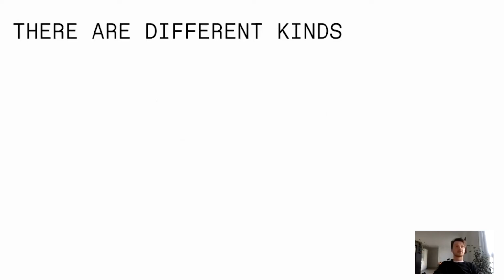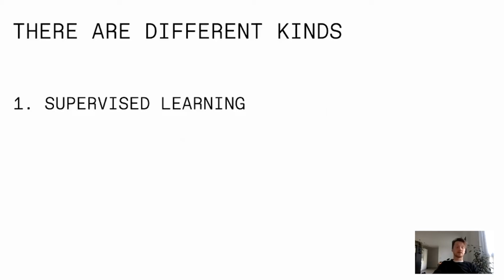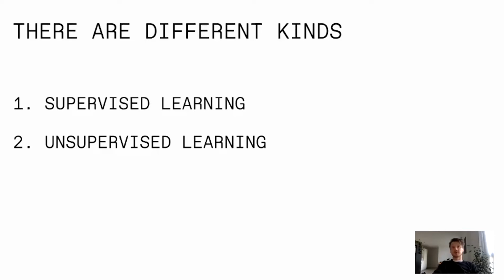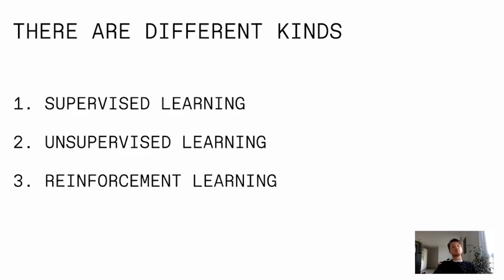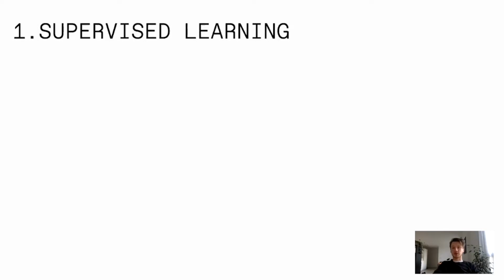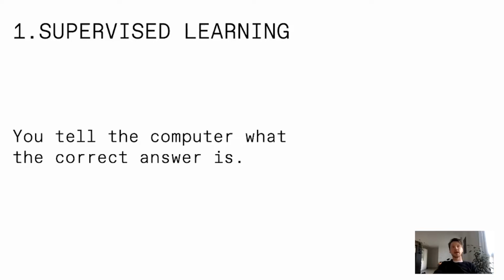There are different kinds of machine learning. One we're going to be doing today is supervised learning. The other one is unsupervised learning, and then we have reinforcement learning. So if we start with the first one, supervised learning, in this case, you tell the computer what the correct answer is.